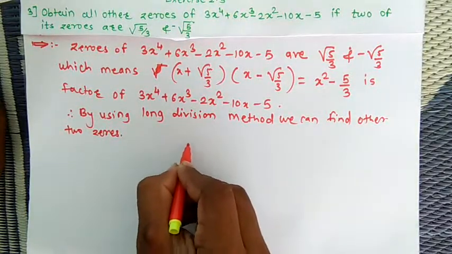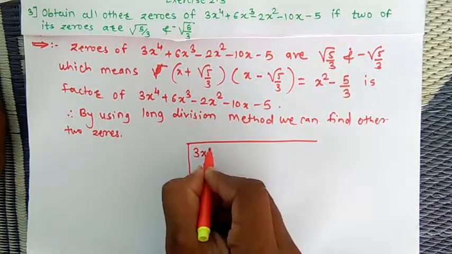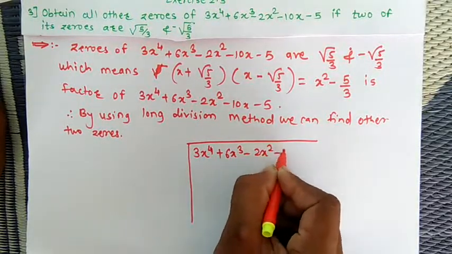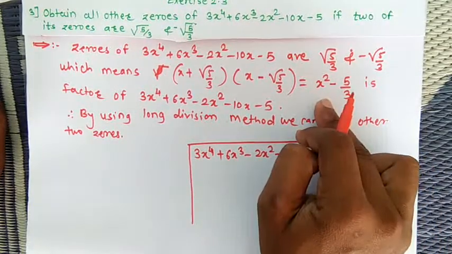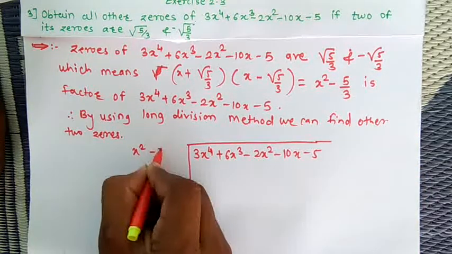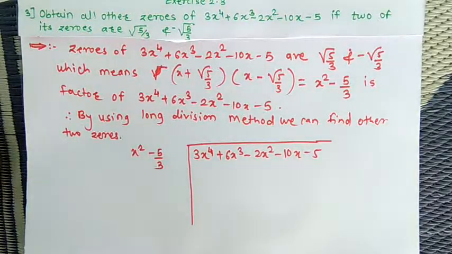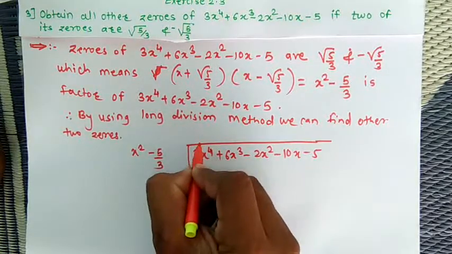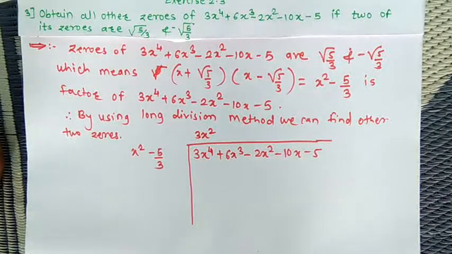Now we will use the long division method. Let us consider the given polynomial as the dividend: 3x raised to 4 plus 6x cube minus 2x raised to 2 minus 10x minus 5. Now this factor is considered as the divisor, that is x square minus 5 by 3. Now what is the first term of the quotient? The first term of the quotient is calculated by the first term of the dividend divided by the first term of the divisor. We get the first term of the quotient as 3x square.